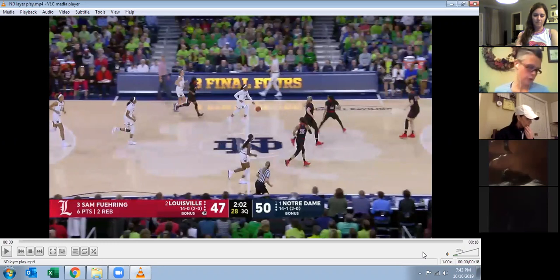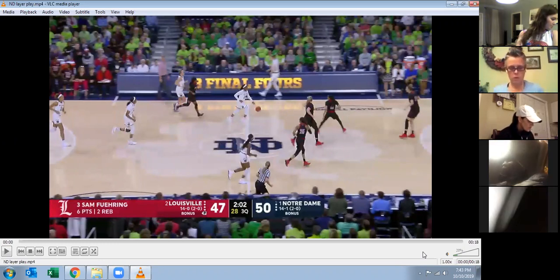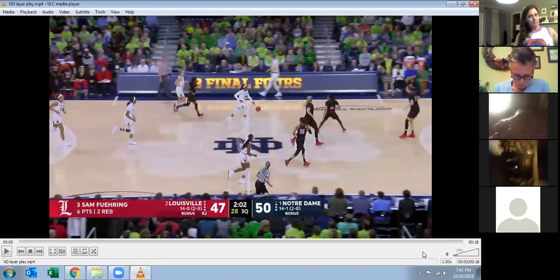If the clock keeps going, shot clock violations. When can we go for a shot clock violation though? Successful basket. Only on a successful basket.